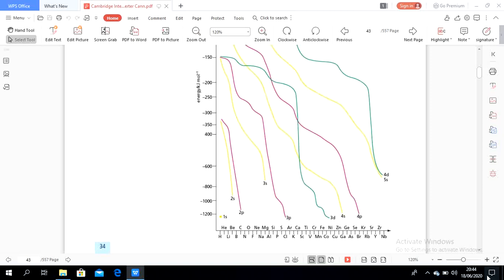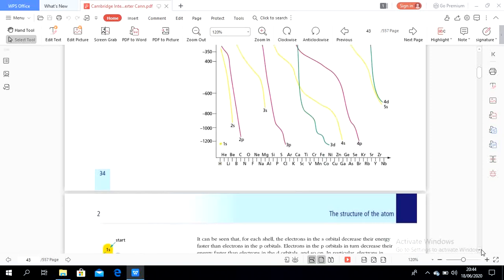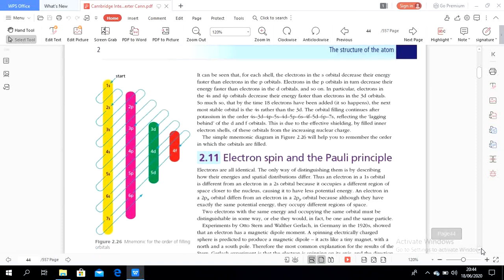And then next, let's continue. This is the way to write electrons in each orbital. Start from 1s and then 2s and so on, according to the energy level. This is called the rule for writing the electrons in orbitals.